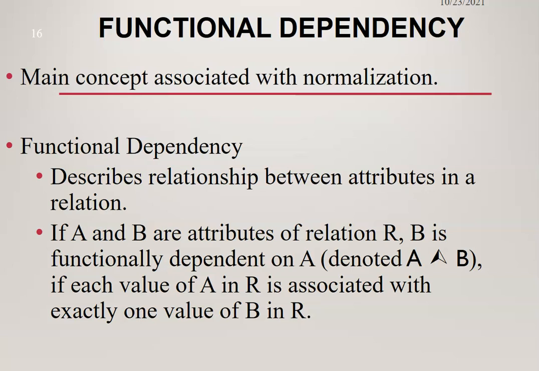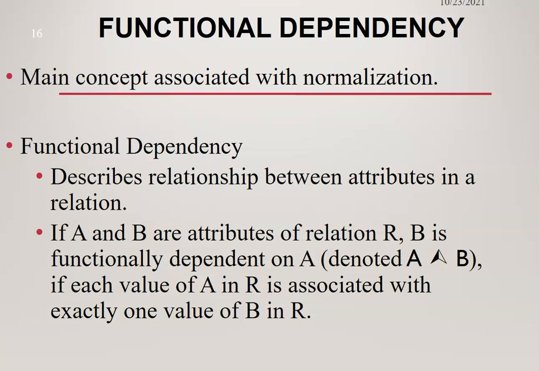In other words, it tries to look at all the attributes that you'll have in a given relation. What is the relationship? What is the kind of dependency that one attribute has over the other? So if A and B are attributes of a relation R, B is functionally dependent on A if each one value of A in R is associated with exactly one value of B in R.